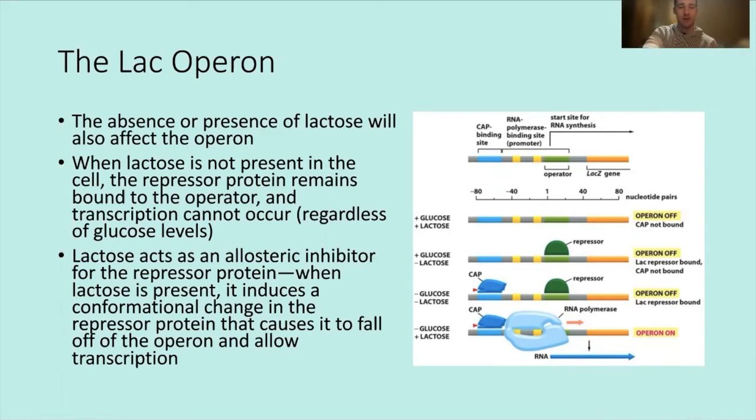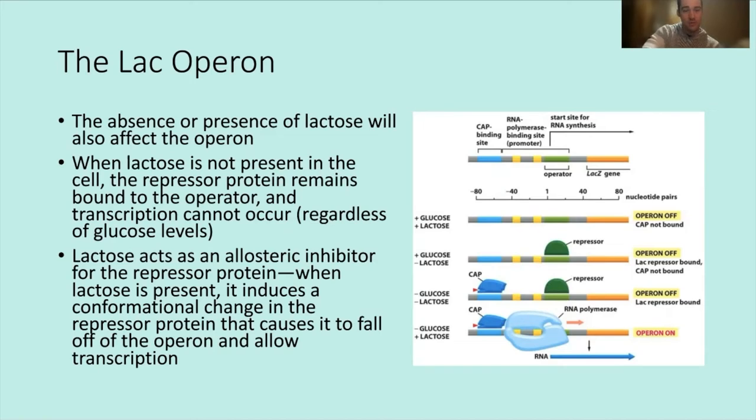When lactose is not present in the cell, the repressor protein remains bound to the operator, and transcription cannot occur, regardless of glucose levels. So if you look at this graphic to the right, in any of these situations where there is no lactose, you see this repressor protein is bound to the operon. So it doesn't matter how much or how little glucose is in the environment. If this repressor protein is on here, then there's no way that we're going to be able to transcribe this.